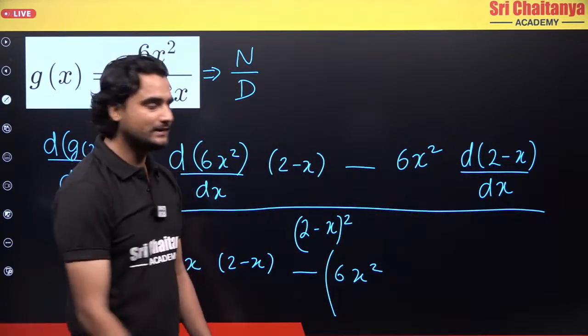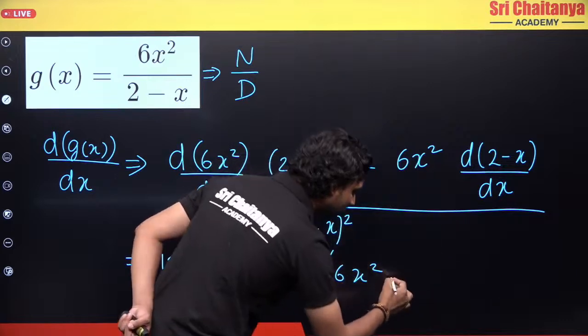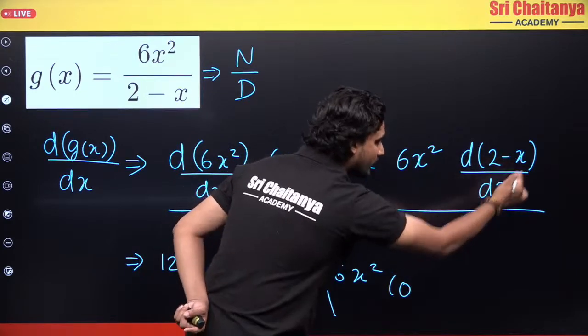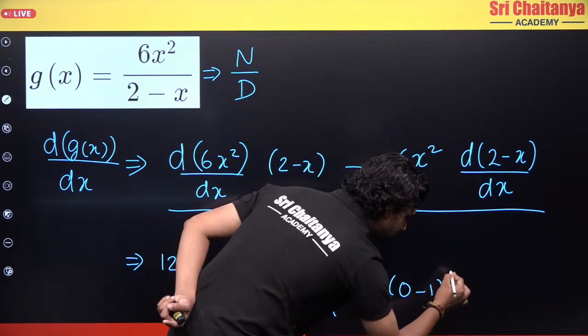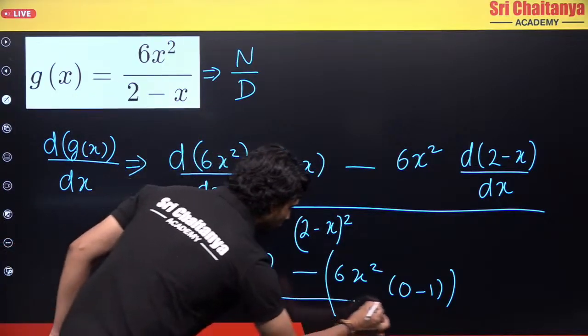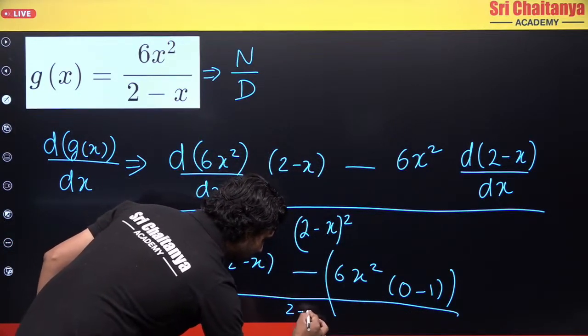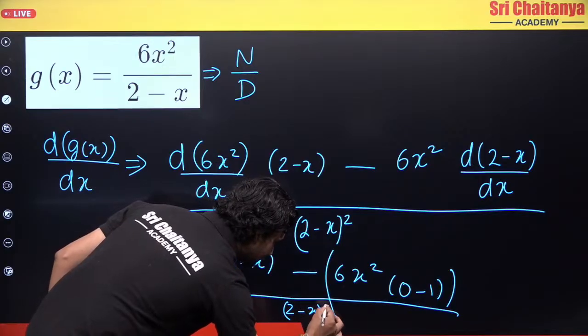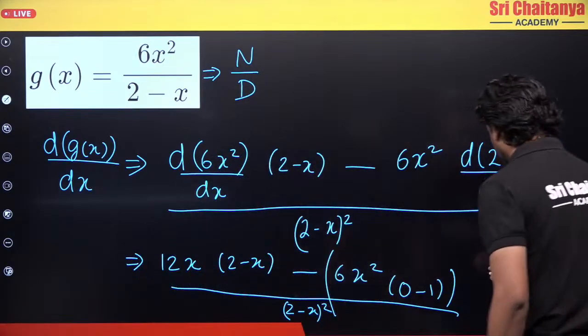Differentiation of 2 minus x is, what is differentiation of 2? 2 is 0, right? And what is the differentiation of minus x? Minus 1. Okay, and finally what do I have? 2 minus x whole square. Okay, so what is the final answer I will have?